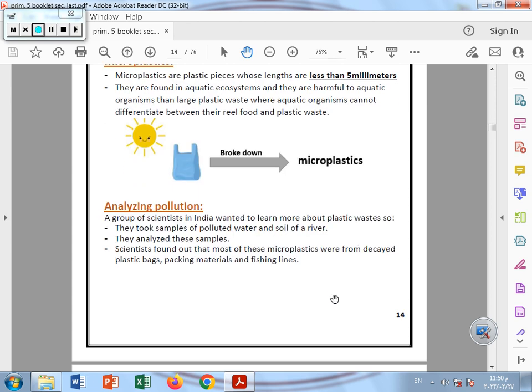Some scientists in India wanted to learn more about the plastic wastes, so they took samples of the polluted water and soil of a river. Then they analyzed these samples. After that, they found out that most of these microplastics came from the decayed plastic bags, packing materials, and fishing lines. Let's move to the questions.